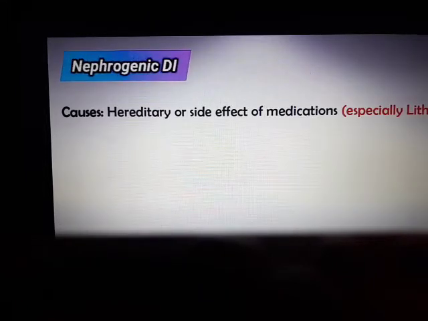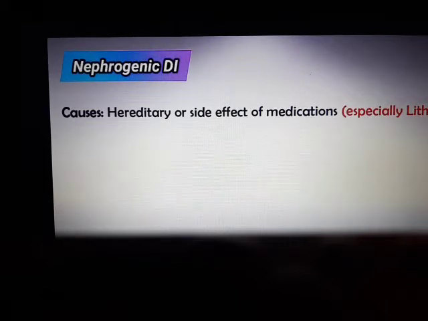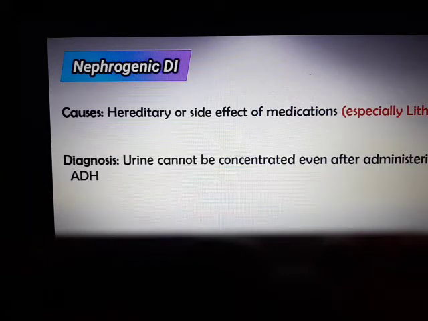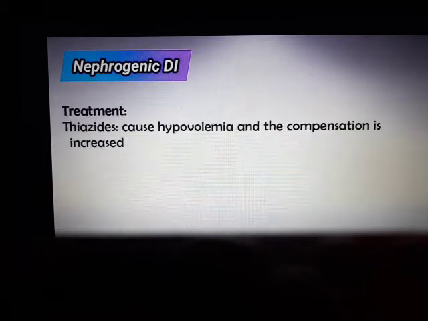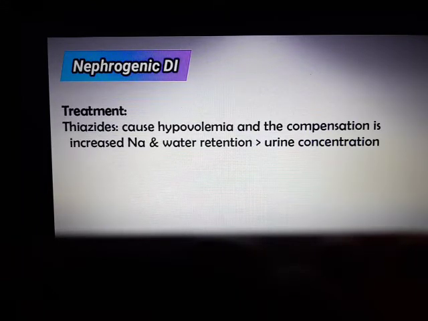Nephrogenic type is caused by damage to the receptor of ADH, which can be caused by hereditary receptor mutation or medications such as lithium. The diagnosis of nephrogenic type is made when the administration of ADH does not result in urine concentration. The treatment of the nephrogenic type is a little bit tricky, so I'm going to try explaining each medication as we go on so you can memorize them better.